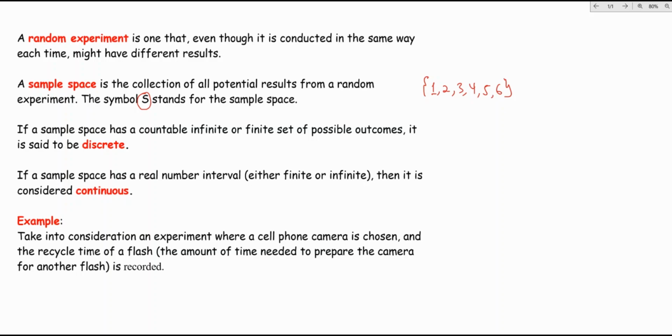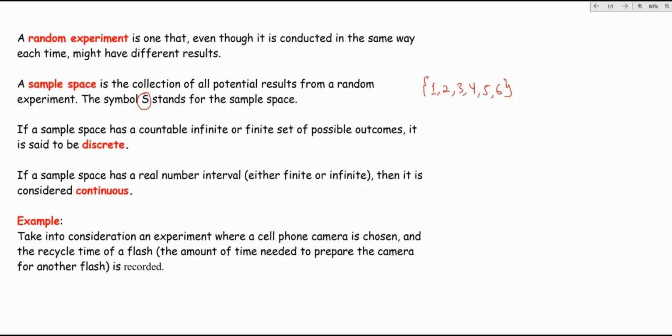There are two types of sample spaces: the discrete sample space and the continuous sample space. If a sample space has a countable infinite or finite set of possible outcomes, it is said to be discrete. If a sample space has a real number interval, which is either finite or infinite, then it is considered a continuous sample space. All right, so let's look at what these two mean.